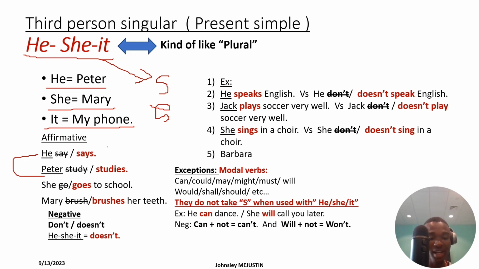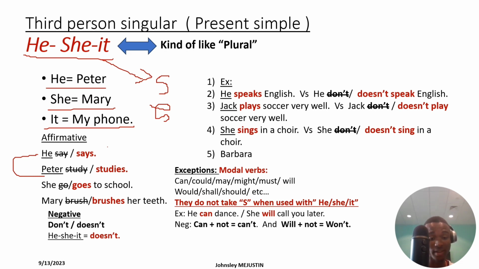She goes. Do not say she go. No. After he, she, it, kind of like plural. That's what I said. All right? Don't say she go to school, but she goes to school. Mary brushes, not brush. You see? This is the es. Whenever a word ends in sh, the plural form, you need to add that es to it. Okay? Brush, brushes. Brush can be used as a noun. One toothbrush, two toothbrushes. But this is a verb.